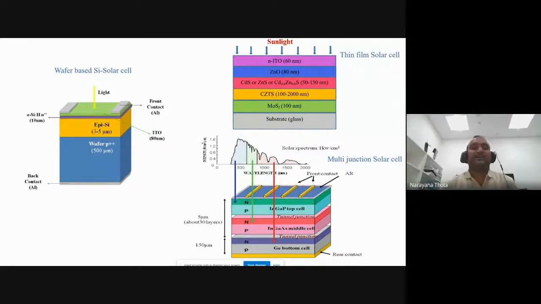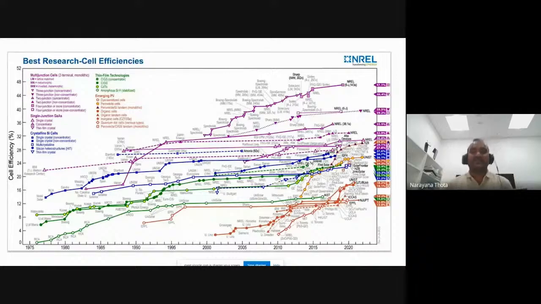So these are the various solar cells and their efficiencies. This is the NREL report that they issue every year. Every few years they issue one report on the best solar cell research efficiencies. The x-axis is the year, and this is the efficiency. We have different types of solar cells. You can see the maximum is 47%.